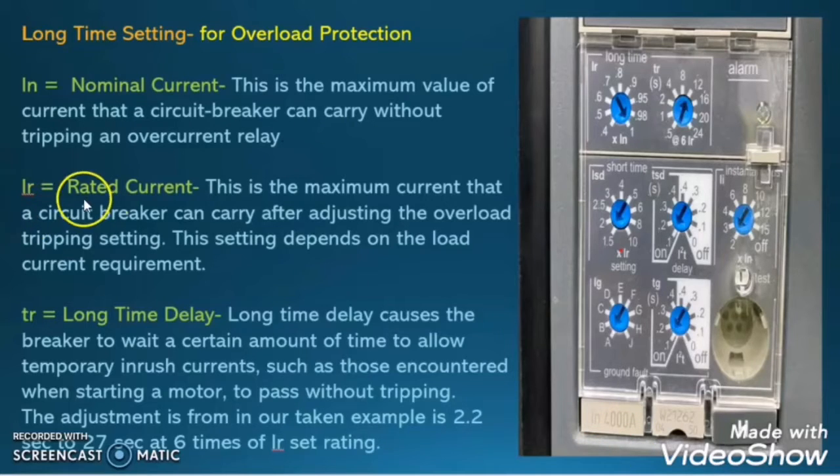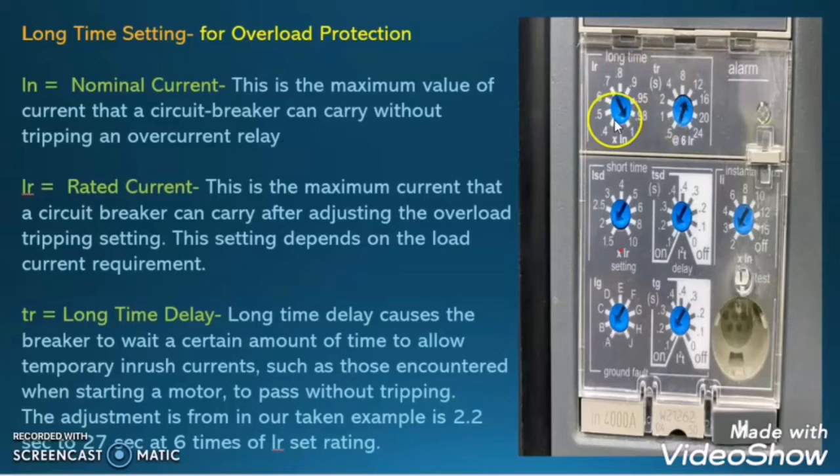What is Ir? Ir is the rated current. This is the maximum current that the circuit breaker can carry after adjusting the overload tripping setting. This setting depends on the load current requirement. What does it mean? It means the maximum current that this circuit breaker can carry for normal operation when the overcurrent tripping setting is adjusted.